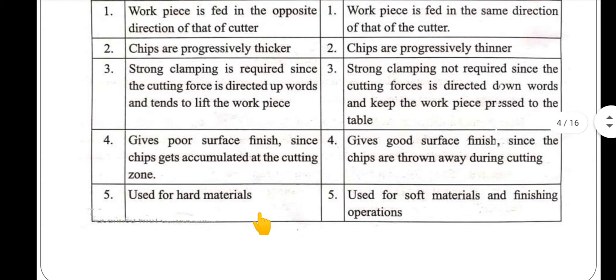Next, coming to the application: up milling is usually used for hard materials, and down milling is used for soft materials. Examples of hard materials are cast iron or stainless steel. Soft materials are non-ferrous metals like aluminum, and for those we can go for the down milling operation.